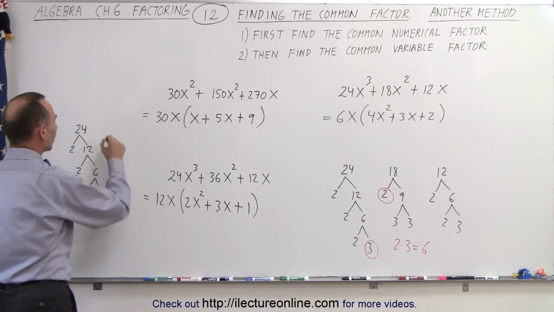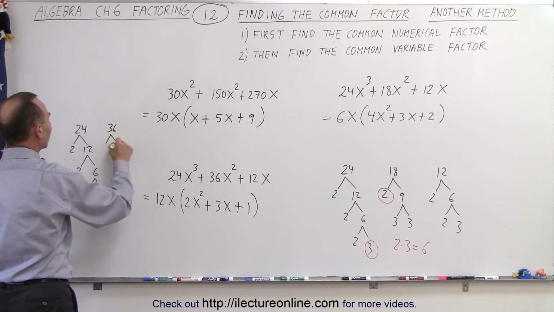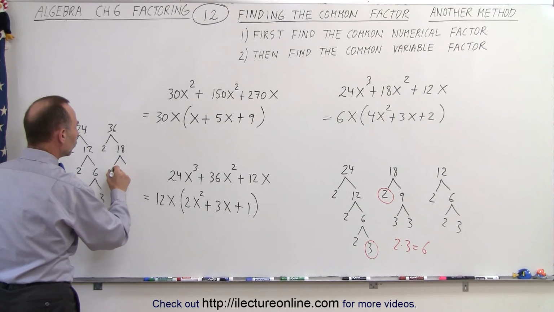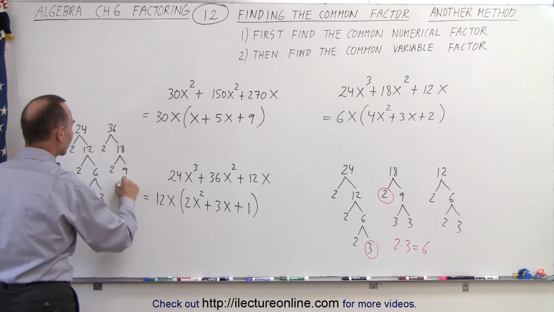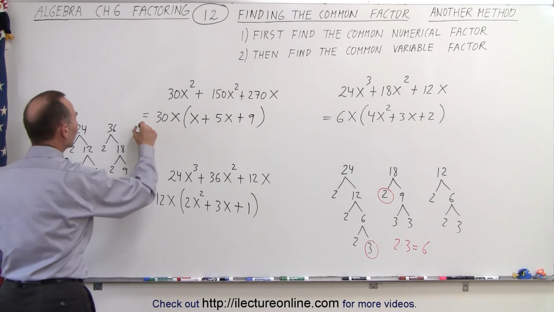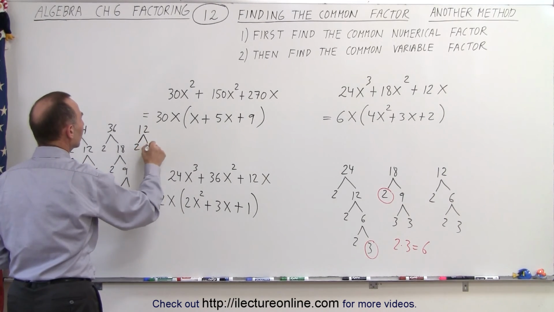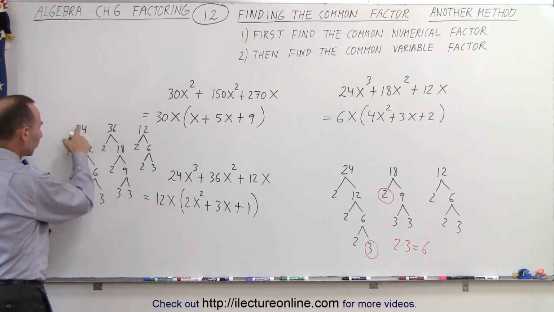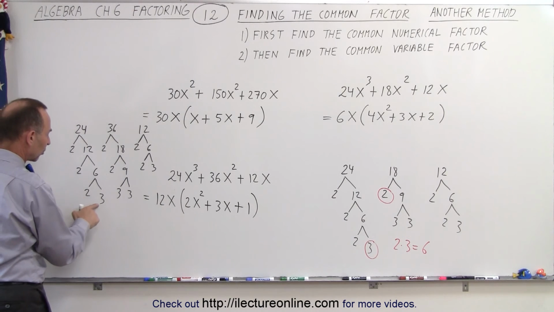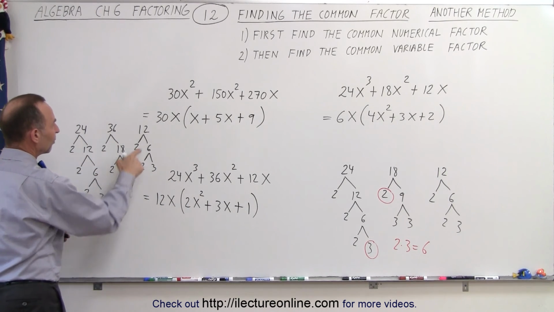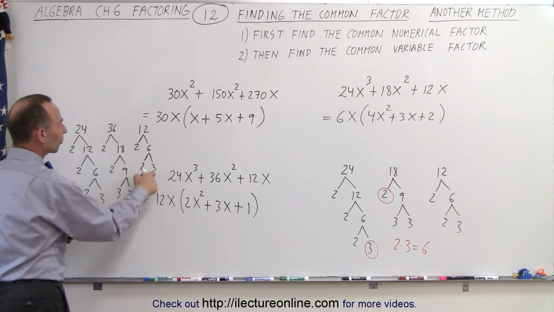The number 36 can be divided into 2 and 18, 18 can be divided into 2 and 9, and 9 can be divided into 3 and 3. And finally, the number 12 can be divided into 2 and 6, which can be divided into 2 and 3. Notice that the factors of 24 are 2 times 2 times 2 times 3. The factors for 36 are 2 times 2 times 3 times 3. And the factors for 12 are 2 times 2 times 3.